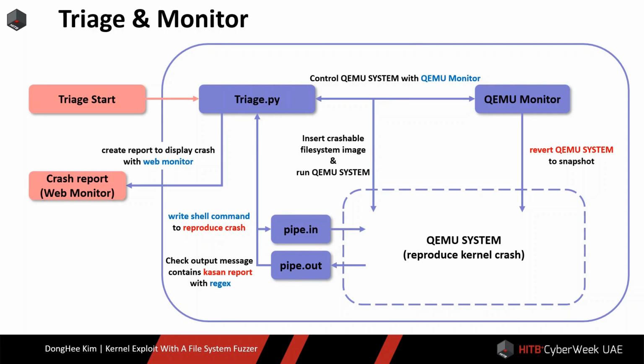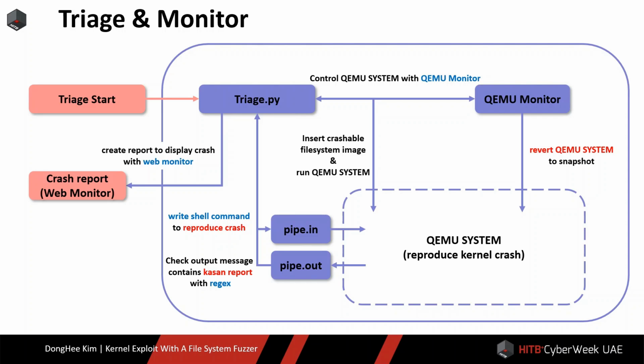We built the Trace with Cameo and Python. On Trace start, firstly, the Trace Python script runs the Cameo system and inserts the crashable file system image. Secondly, Trace writes a shell command to reproduce the crash with an input pipe.